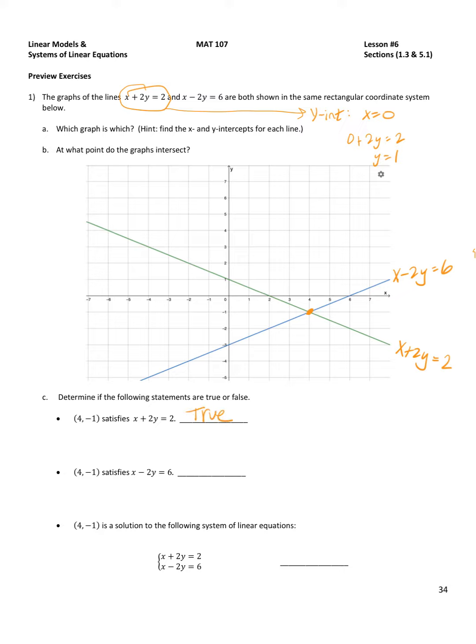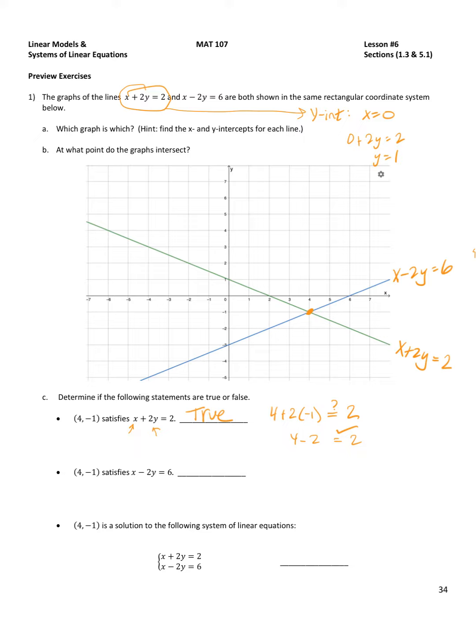If I wanted to check algebraically, I would replace this x with a 4 and this y with a negative 1 and see if the equation is true. So I have 4 plus 2 times negative 1. Does that equal 2? So 4 minus 2 equals 2. That is correct. Okay, that is a true statement. So 4, negative 1 satisfies that equation.